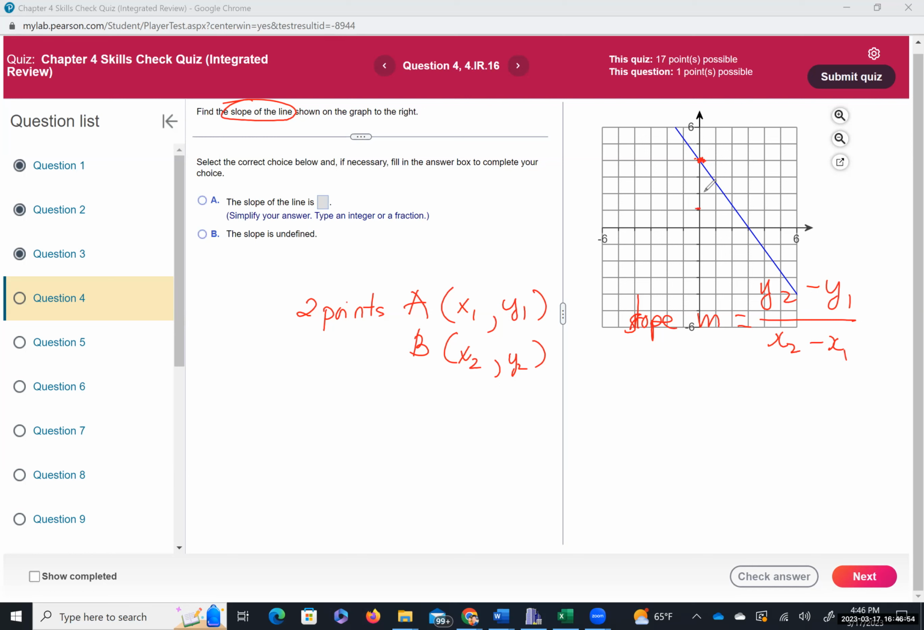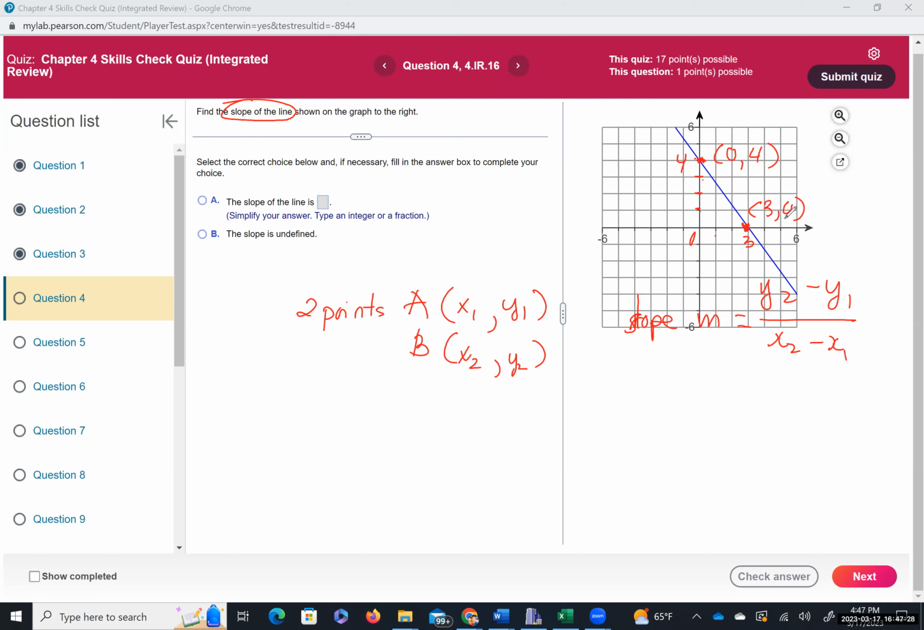I want to choose the point that clearly you can read, like this one, because it actually has the x value as 0 and the y value as 1, 2, 3, 4. So it's gonna be 0, 4 for that. And the other point I can choose like this one, right? What's the x value? 1, 2, 3, 3. And what's the y value? 0, because it's on the x-axis.